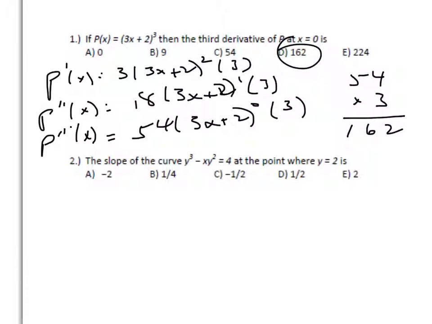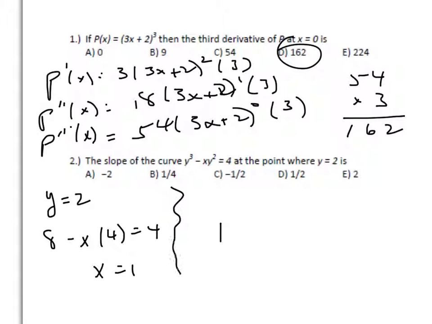Slope of the curve, y cubed minus xy squared equals 4, where y is equal to 2. Well, if y is equal to 2, what we need to find is what x value is. So we have 8 minus x times 4 is equal to 4. Subtract, divide, you get x equals 1. So that's a piece.